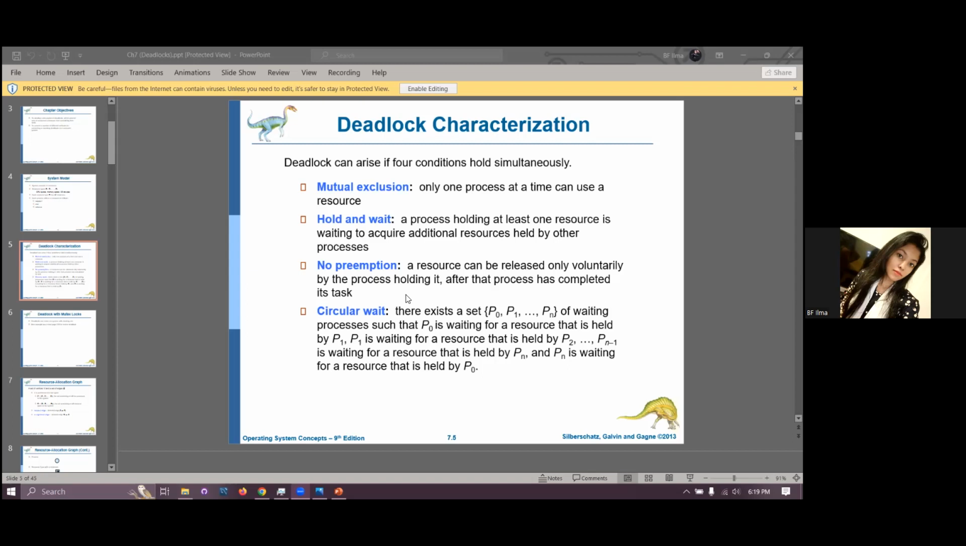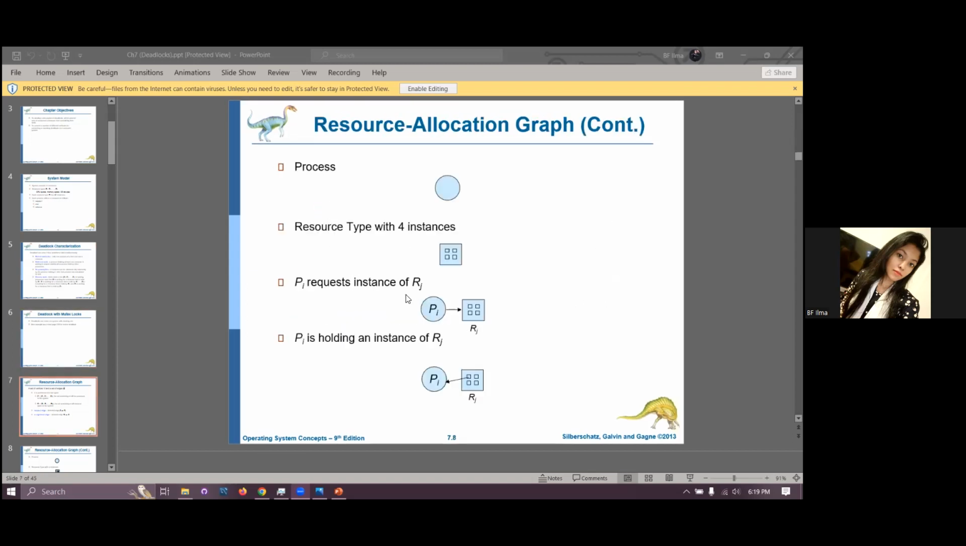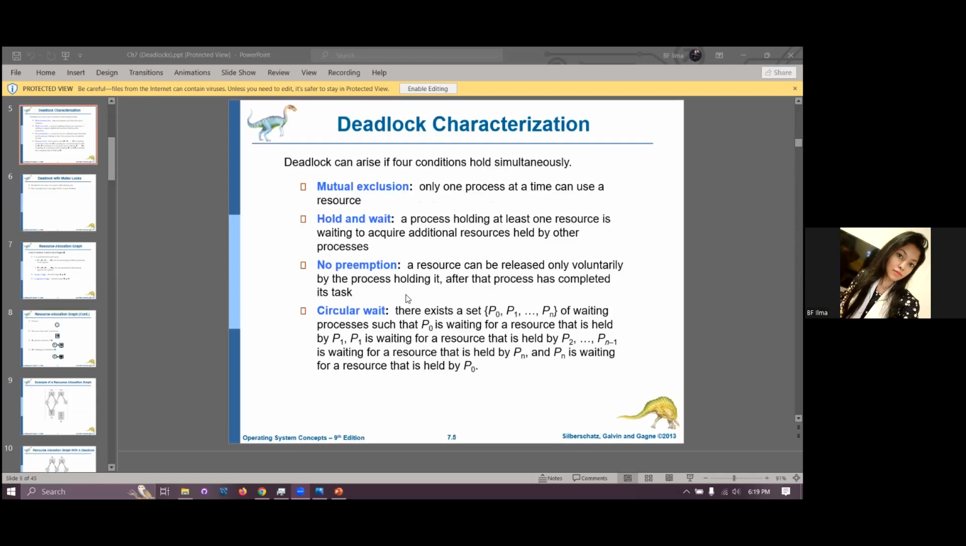And then circular wait, we can implement a mechanism such that we can number the resources and then restrict the processes to request only in strictly increasing order. This is kind of difficult because we have to determine the ordering of resources, etc. So that is the deadlock prevention.